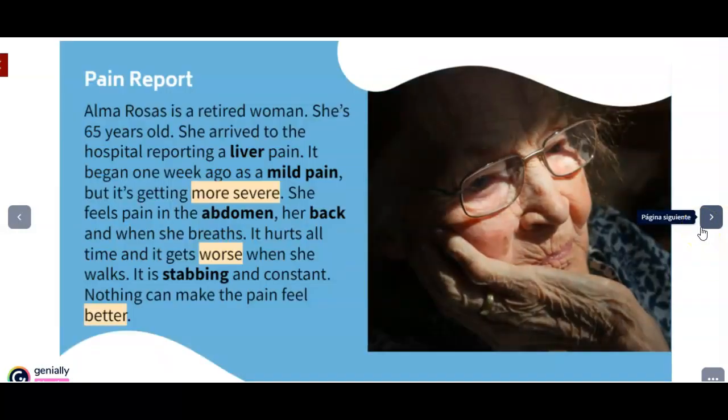Observe this report. Alma Rosas is a retired woman. She is 65 years old. She arrived to the hospital reporting a liver pain. It began 1 week ago as a mild pain, but it is getting more severe. She feels pain in the abdomen, her back, and when she breathes. It hurts all the time and it gets worse when she walks. It's stabbing and constant. Nothing can make the pain feel better. Okay? So if you observe, we can have here the different levels of pain, but also the evolution of the pain.